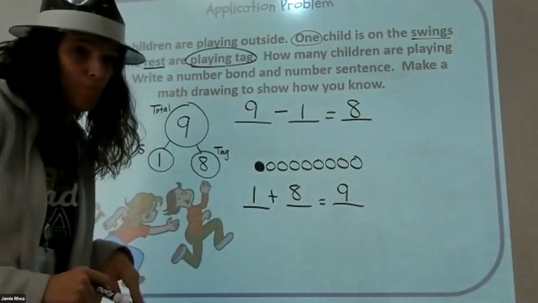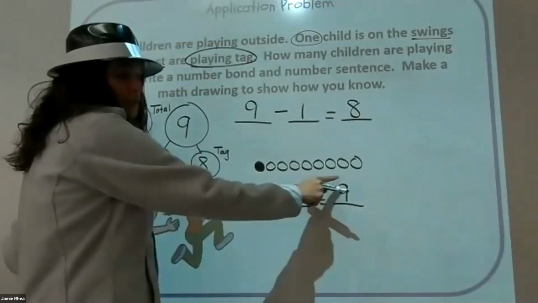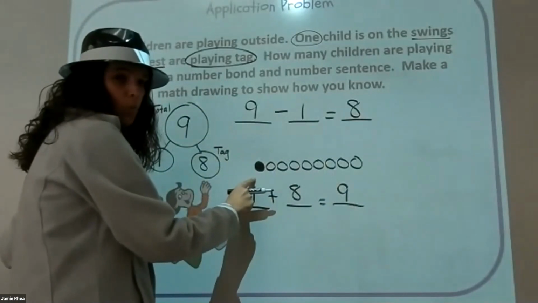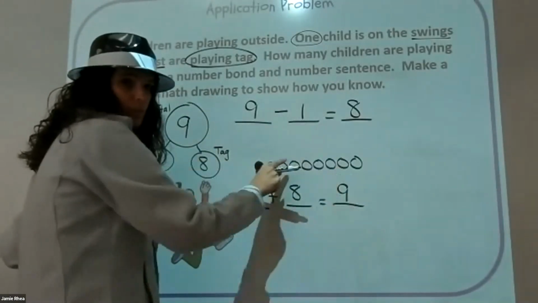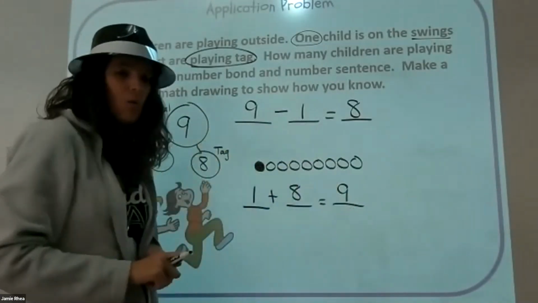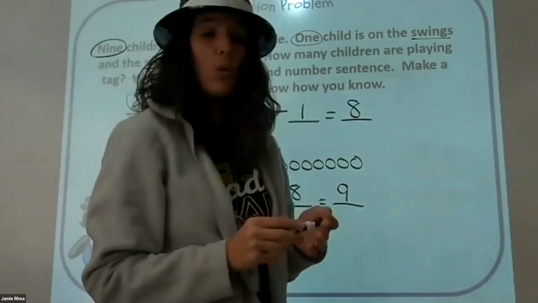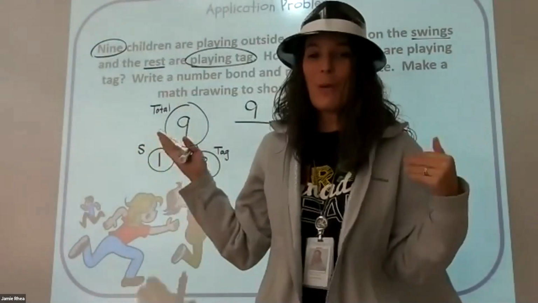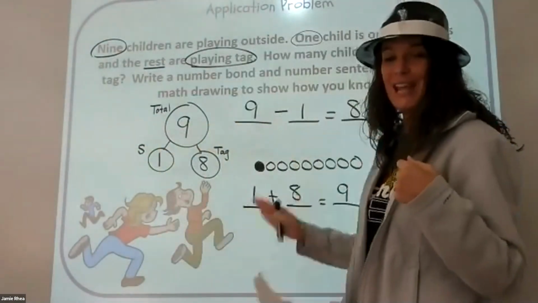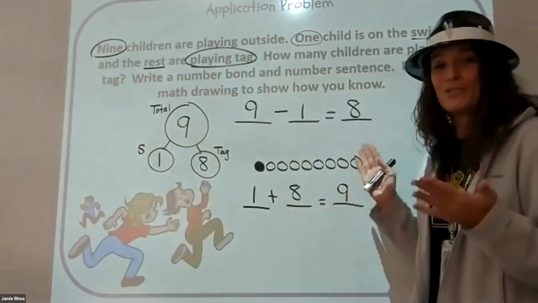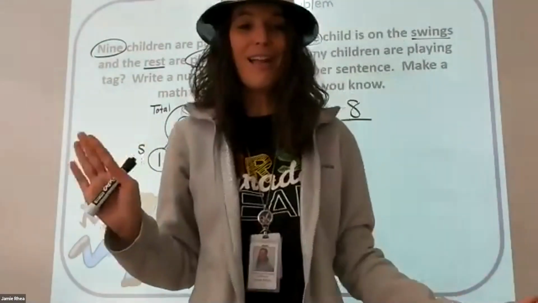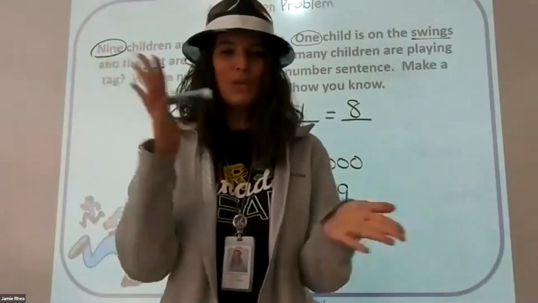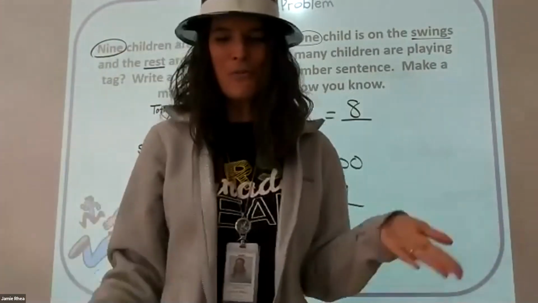Did we make a math drawing? There's my math drawing, and I showed that 1 kid was swinging, the rest were playing tag. And we know that 9 minus 1 equals 8, and 1 plus 8 equals 9. So we are both correct. There are 8 kids playing tag. So we can close this case, and we can move on.